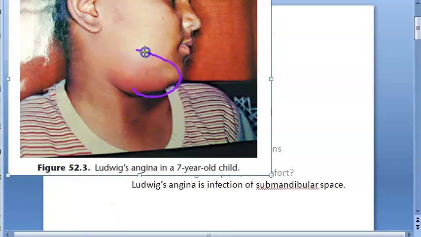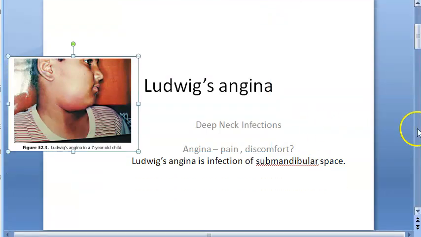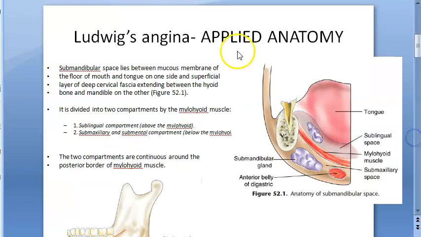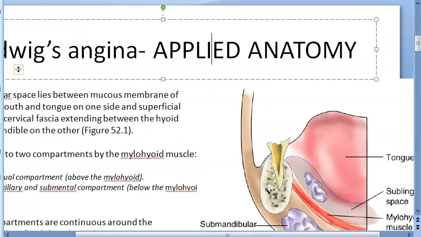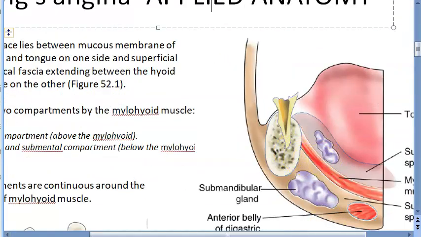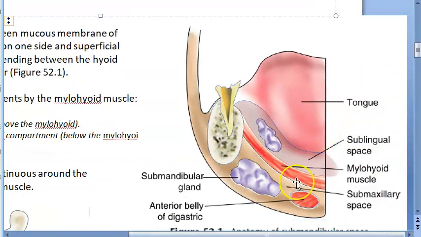Are you able to see? It is the infection of the submandibular space. So it is a deep neck infection. It's coming in under that. So let us look at the anatomy. First, they are explaining the anatomy here of the submandibular space because the submandibular space is affected, right?